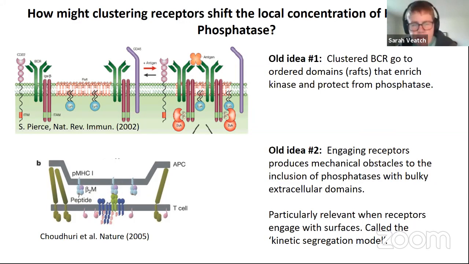if you're being stimulated by a surface, and so the receptor is interacting with a surface, it's being held in close proximity to a surface, and these phosphatases often have really bulky extracellular domains, and maybe they're just so bulky that they can't fit into this space anymore. So this idea is commonly referred to as the kinetic segregation model. But both of these ideas have been around for a very long time in this field.